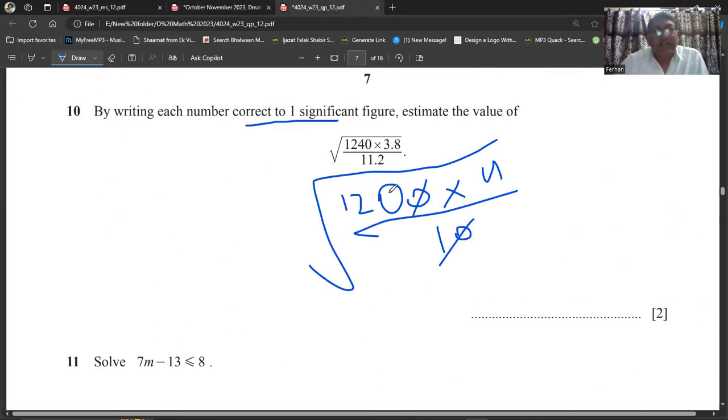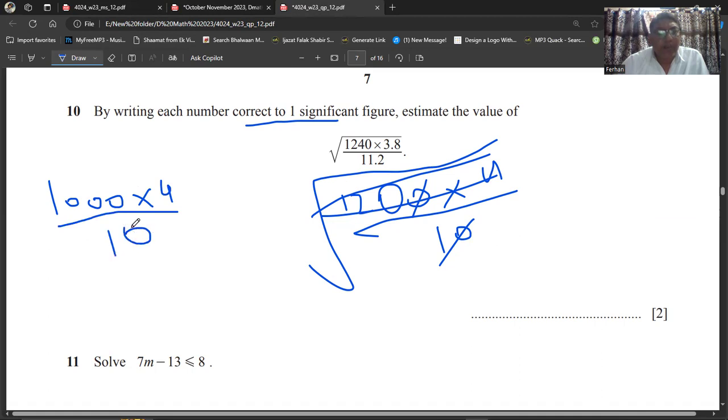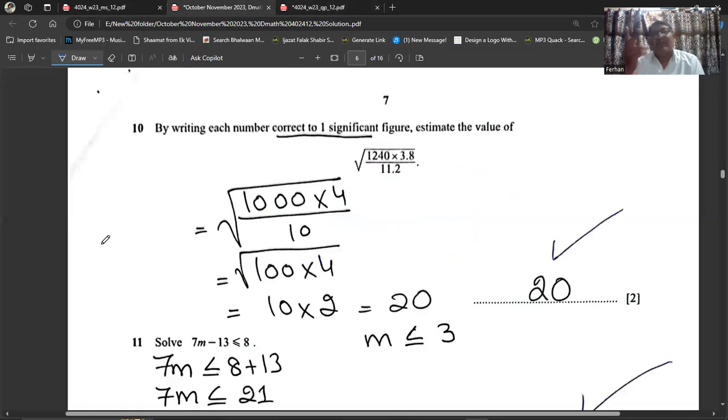Oh, sorry, what is this? Oh yeah, I wrote it 1200. So this is not going to work. We have to write it in one significant figure. So this will be 1000, and this will be 4, and this will be 10. This 0 and this 0 is gone. So we have to take the square root. Sorry, I made a mistake.